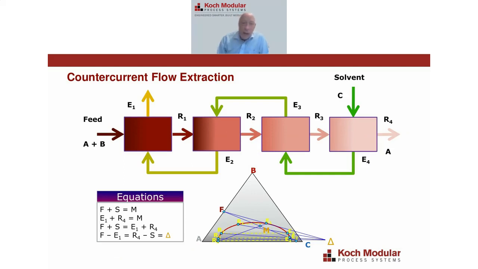But usually a better method is to use countercurrent extraction. Here you see the same 4 stages, but the solvent now comes into the 4th stage, and then the extract from that 4th stage becomes the solvent to the 3rd stage, and then so on in a true countercurrent fashion. Now, when you run through the same solvent to feed ratio and the same number of stages by countercurrent versus crossflow, you can get pretty close to the same raffinate concentration. Maybe not exactly the same, but pretty close.